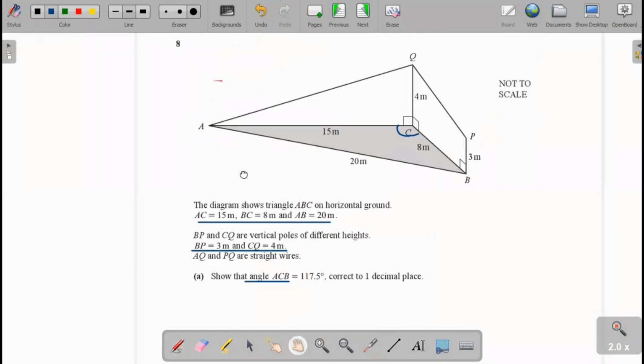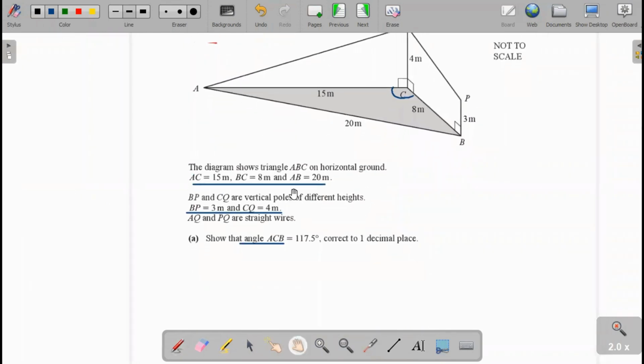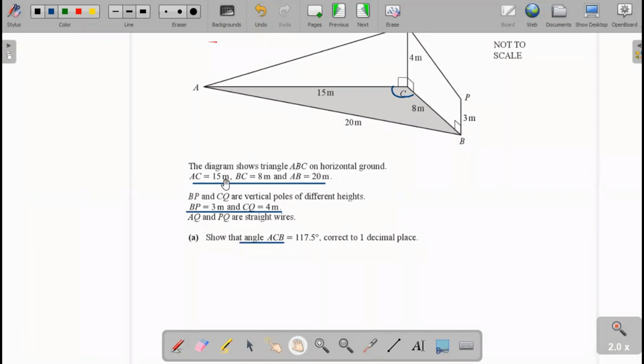Question 8. The diagram shows triangle ABC on horizontal ground. AC equals 15, BC equals 8, AB equals 20. BP and CQ are vertical poles of different heights. BP equals 3, CQ equals 4. AQ and PQ are straight wires. Find angle ACB, which is 117.5.